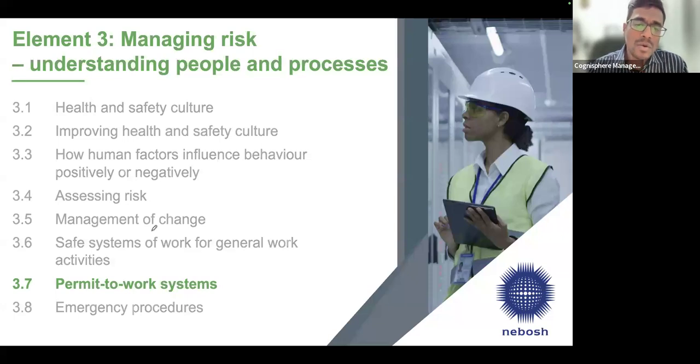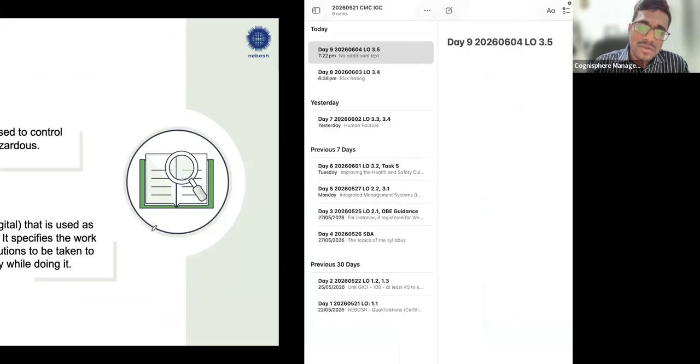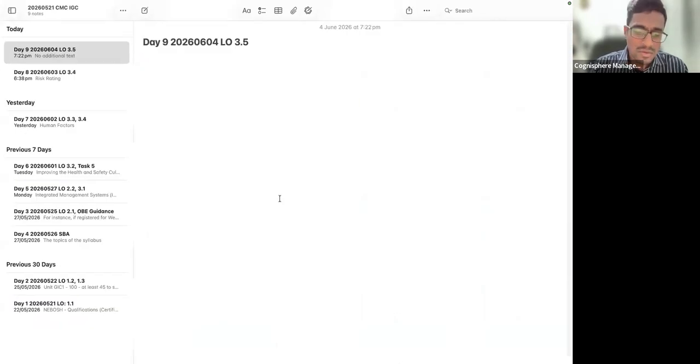Next, permit to work systems. Now, if you look into this element 3, we have discussed about the importance of safety culture. So, how culture is linked to health and safety performance, and then the importance of risk assessment. Okay, and then the safe.